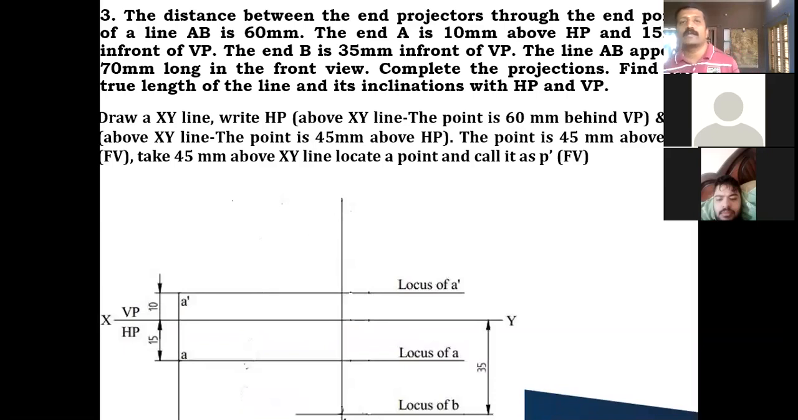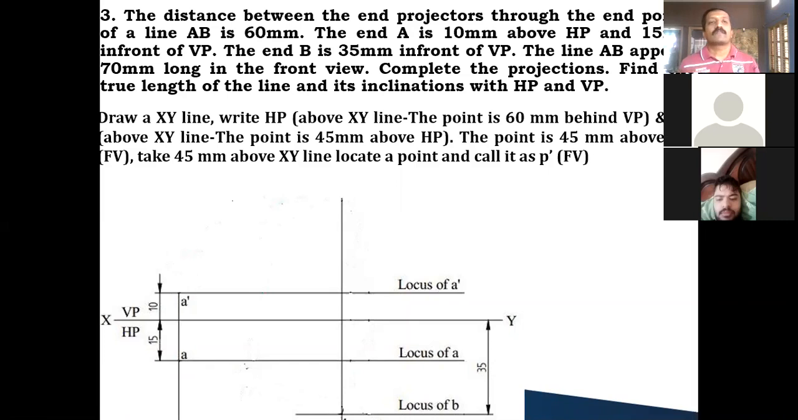Next, we will discuss one more type of example. Here it is given: the distance between the end projectors through the end points of a line AB is 60 millimeter. The end A is 10 millimeter above HP and 15 millimeter in front of VP. The end B is 35 millimeter in front of VP. The line AB appears 70 millimeter long in the front view. Complete the projections. Find the true length of the line and the true inclinations with respect to HP and VP.